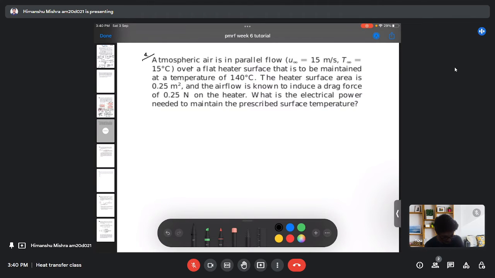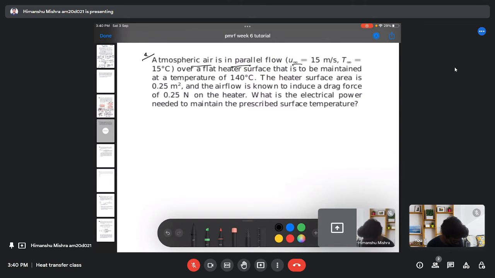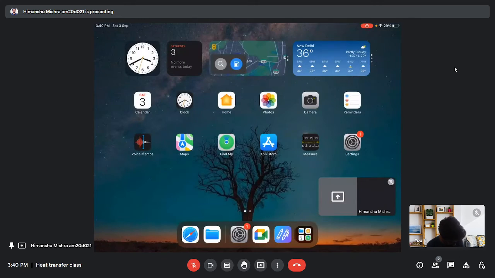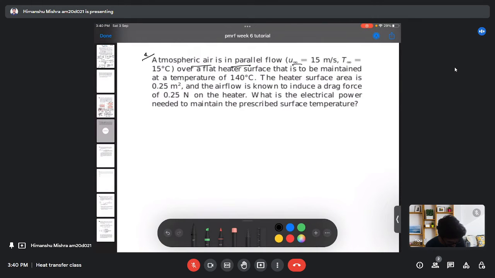So here the atmospheric air is in parallel flow, having a velocity of 15 meters per second and a temperature of 15 degrees Celsius, over a flat heater surface that is maintained at a temperature of 140 degrees Celsius. So this is my surface temperature. The heater surface area is 0.25 meters squared and the drag force is 0.25 Newton. What is the electrical power?